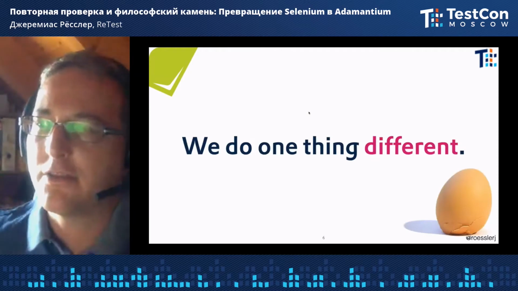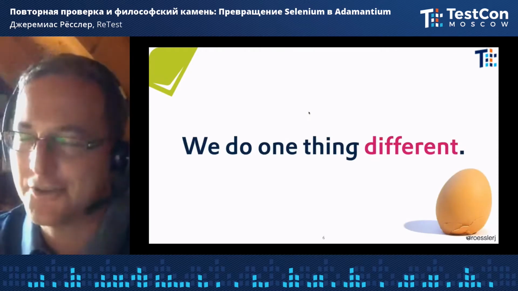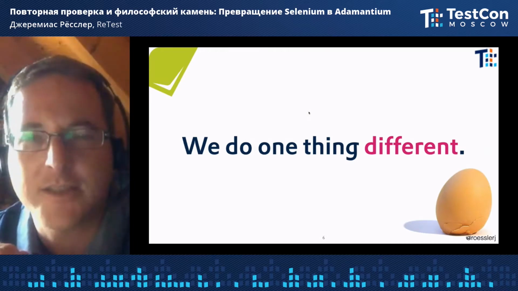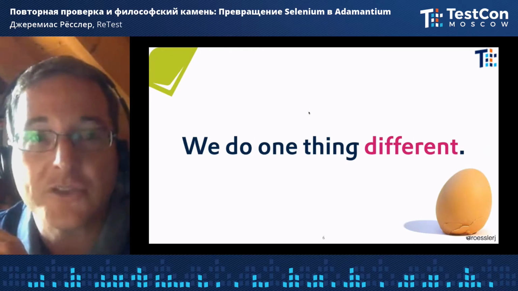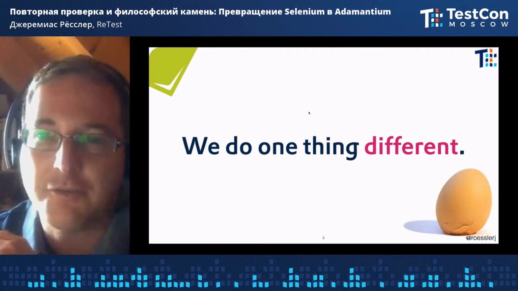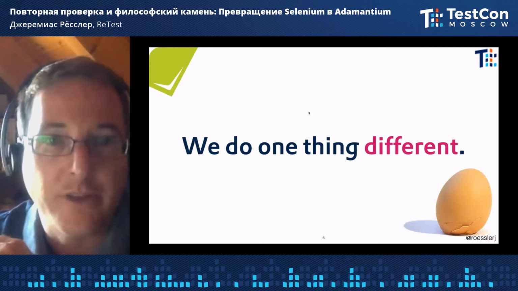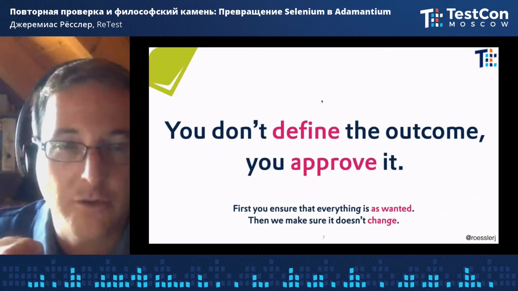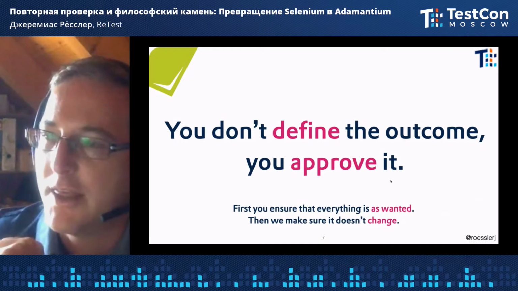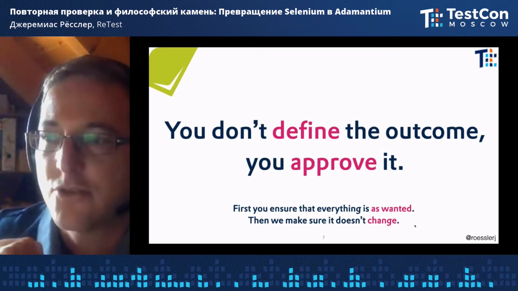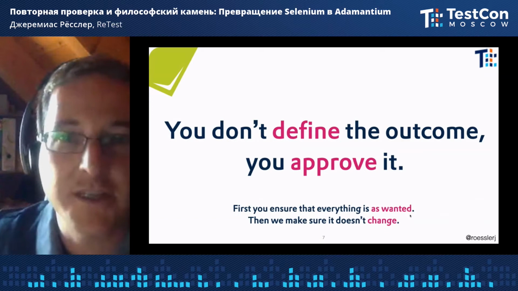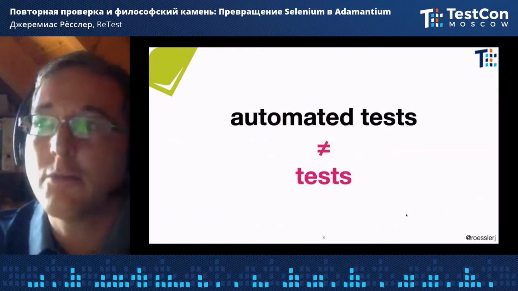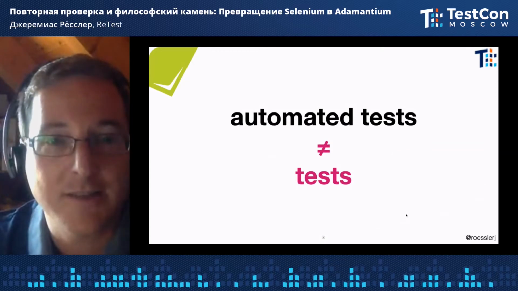And the reason why this usually works, and so sorry about the demo effect, is that we do one thing different. So the idea behind that open source tool is instead of defining the outcome, you simply approve it. So you have a look at the website or whatever it is you test, your application, and then you approve it, and then the tool makes sure that nothing changes without you noticing. And our idea behind that is that an automated test is not actually a test.